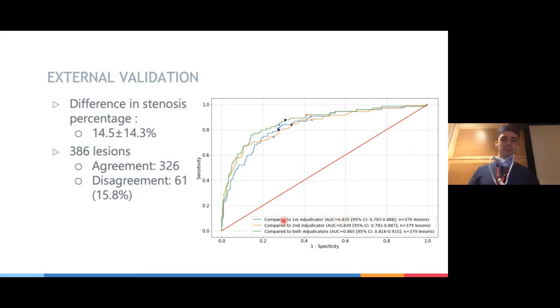And when you take the average of the two adjudicators and you compare it to AI, you end up with an area under the curve of 0.865, which basically means that AI performs better when compared to the average of two cardiologists rather than a single cardiologist. And again, this shows that if you take the collective wisdom, if I may express myself this way, and you compare it to AI, usually AI is going to perform better because it represents really a distribution in the population of the assessment of stenosis percentage rather than the preference of a single operator.